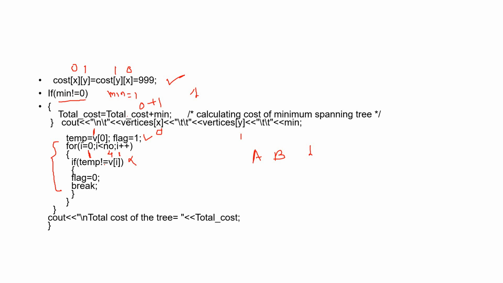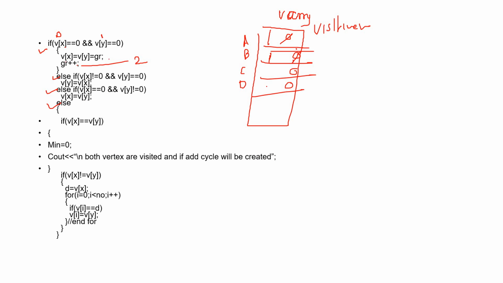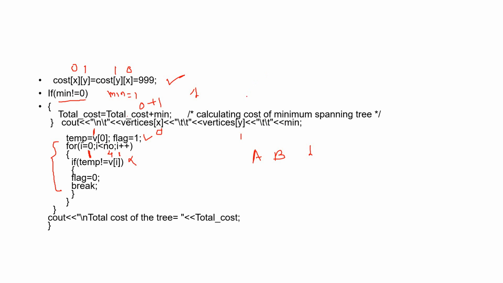Next time I will become 1. So temp is equal to V of 1. V of 1 is also 1. So 1 is not equal to 1, condition is false. So I will become 2. So temp value is 1. 1 not equal to V of 2. So here you can see what V of 2 is. V of 2 is unvisited because its value is 0. So this condition is true now. This condition is true and it will make the flag equal to 0, which indicates that we have still not visited all the vertices.